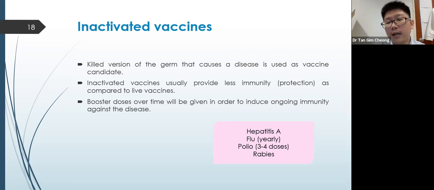Okay, over here I want to highlight to you the flu vaccine. The flu vaccine actually needs to be given yearly because there are a lot of strains of the flu virus, so every year the strain will change. So most of the time, the vaccine that is against the flu virus for maybe year 2018 might not be effective for year 2019. And it will definitely not be effective for year 2020.